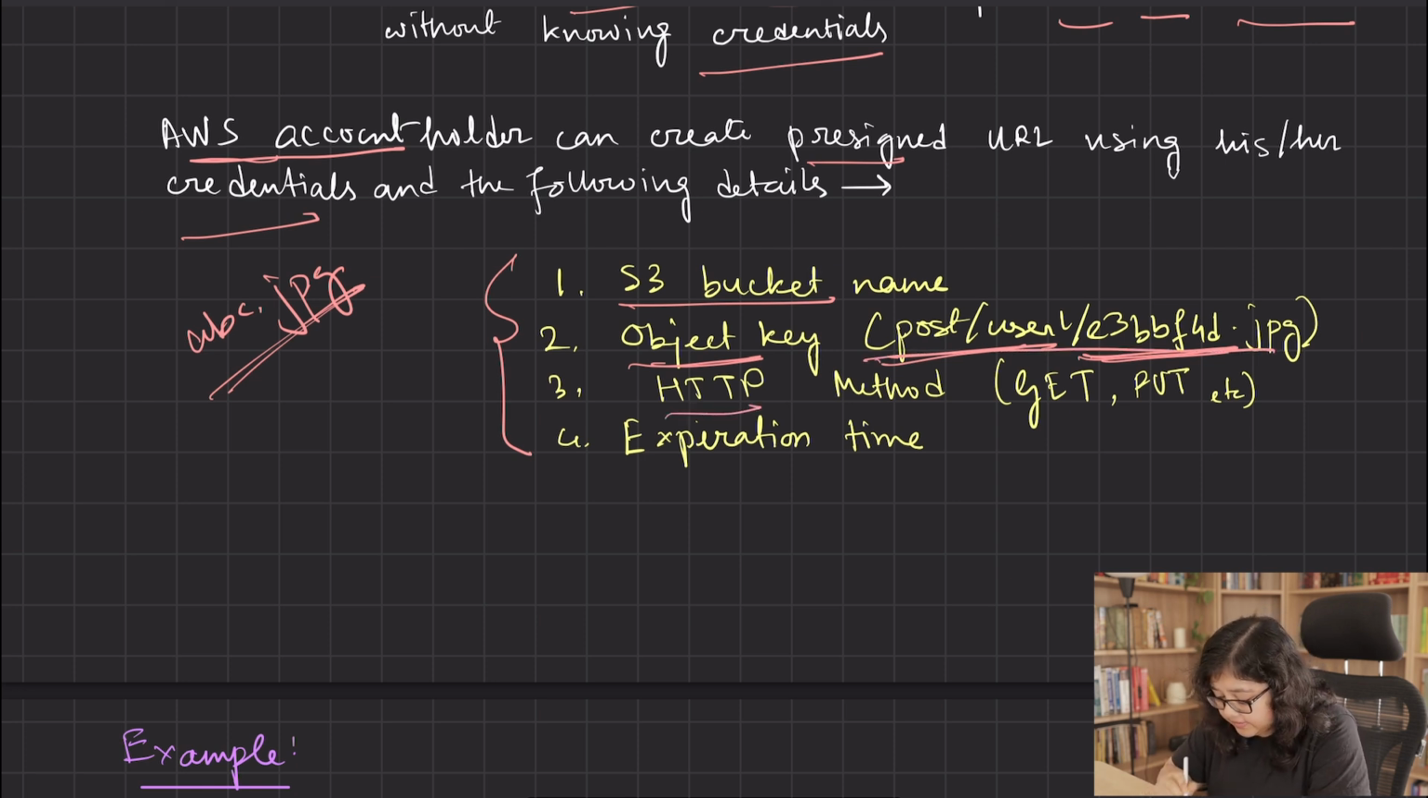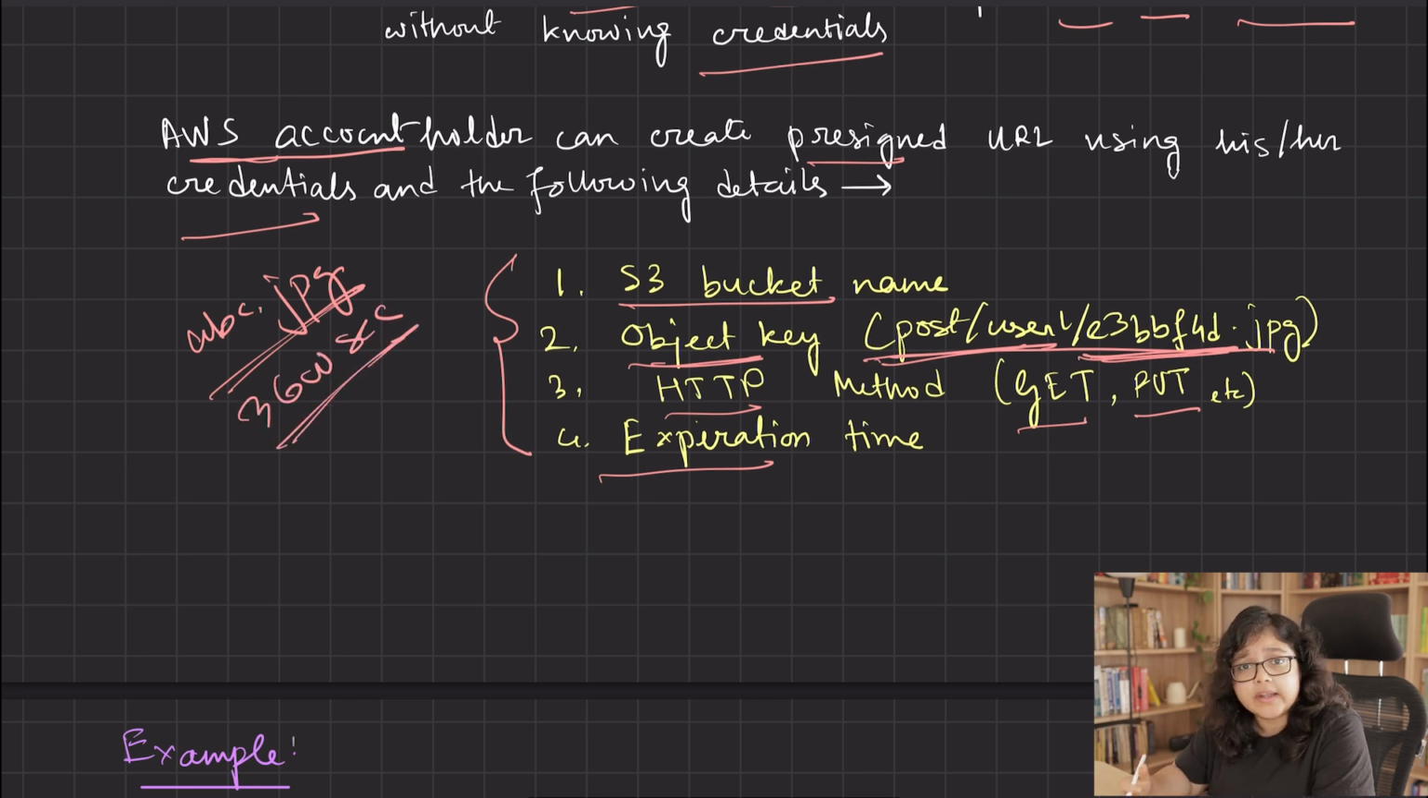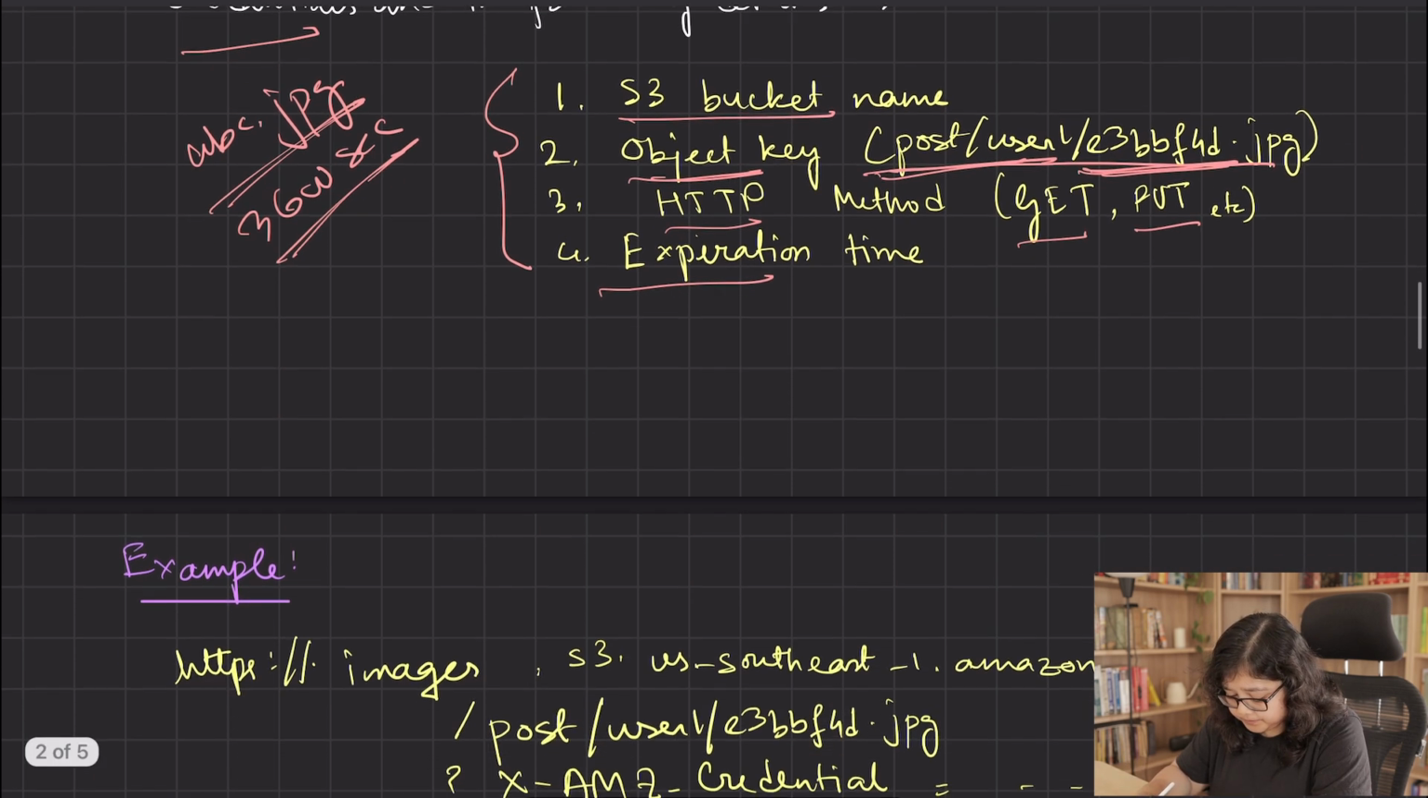Next is the HTTP method. If you are downloading, then the method will be GET. If you are uploading, then the method will be PUT. Then expiration time. The default value of expiration time is 3600 seconds, which is 1 hour. But obviously you can configure it according to your requirement.